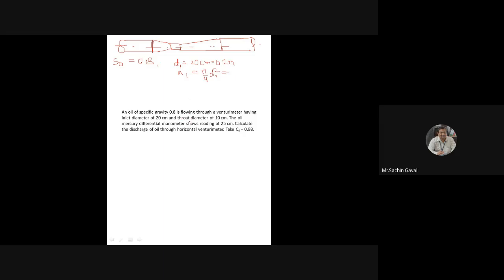Like this, the diameter at the throat D2 is 10 centimeters. So D2 is given as 10 centimeter, is equal to 0.1 meter. And therefore A2 is coming as, what is the value of A2? Pi by 4 D2 square. So this A1, A2 we are getting now. SO of oil is 0.8.